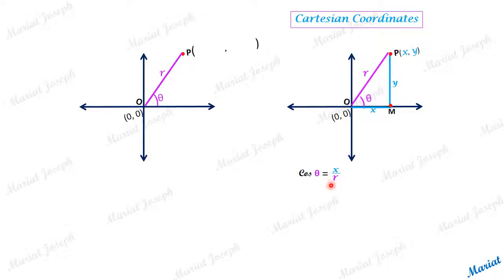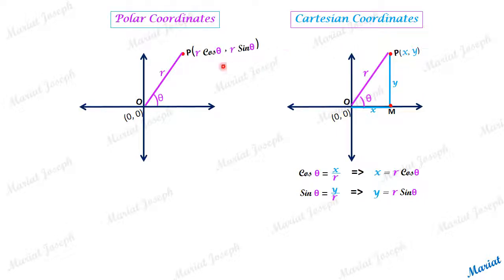From here we can say x is equal to r cos theta by cross multiplying. The x coordinate will be r cos theta. Also, sin theta is equal to y by r. By cross multiplying, we can say y is equal to r sin theta. So instead of these x and y coordinates, we may write in place of x, r cos theta, in place of y, r sin theta. So this point can be rewritten as r cos theta, r sin theta.